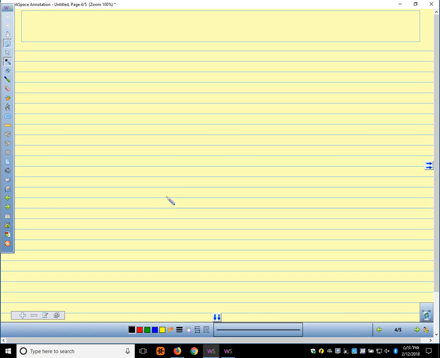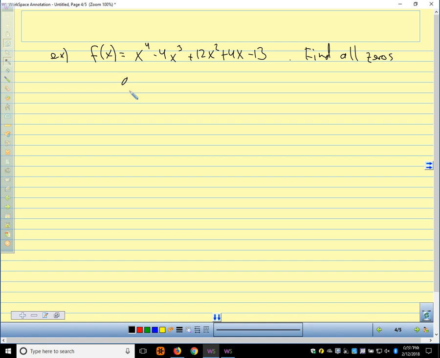What if we had a polynomial x to the fourth minus 4x to the third plus 12x squared plus 4x minus 13, and we want to find all the zeros, given that 2 plus 3i is a zero. We know that the conjugate is also a zero. 2 minus 3i is also a zero.